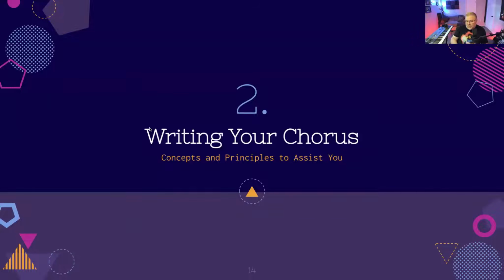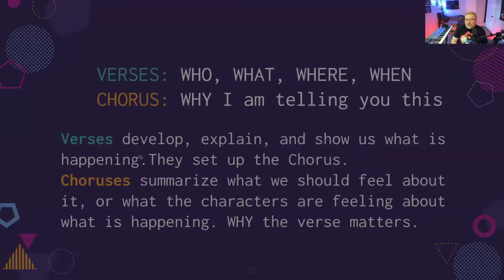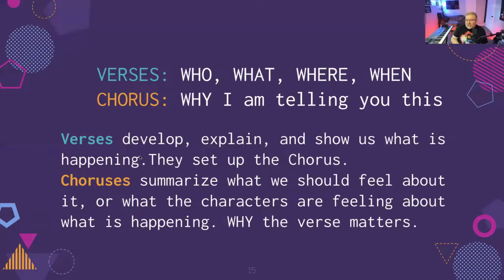But your question comes at the perfect time, because now let's talk about writing the chorus. As we just said, verses are establishing the who, the what, the where, the when, and then your chorus is like, why am I telling you this? So the verses are developmental. They're setting up the chorus. The chorus then is really telling us what we should feel about it, or what the characters are feeling. Why does the verse matter?